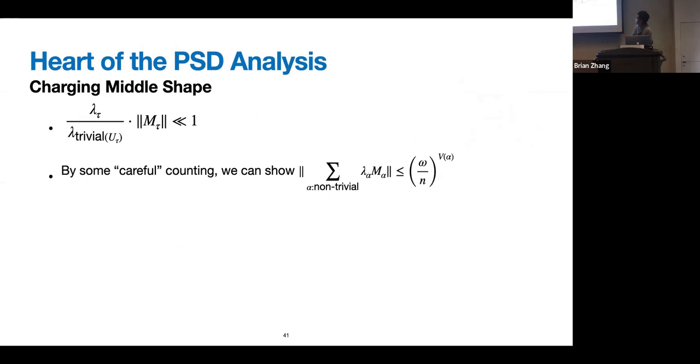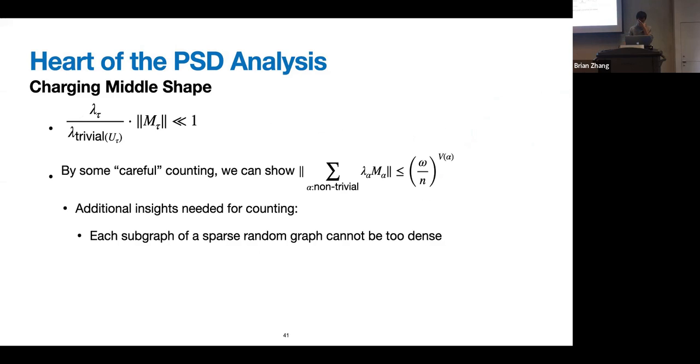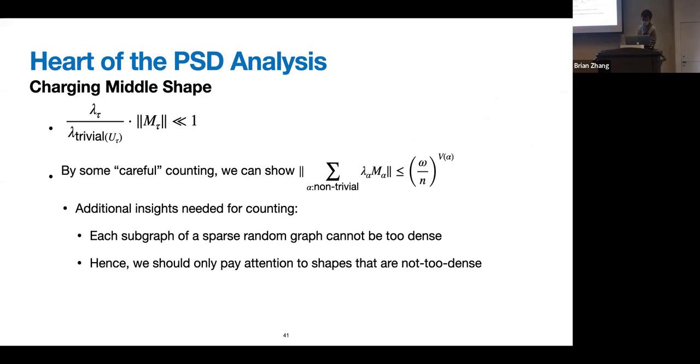We also need some extra careful counting to afford a triangle inequality over all possible shapes. The insight we need for the counting is that each subgraph of a sparse random graph cannot be too dense. This really helps us for the counting, and we should only pay attention to shapes that are not too dense. Something slightly complicated here is that the subgraph we look at is actually not small. It's going to be n to the delta size, which is much larger than the girth of a sparse random graph. So that introduces some technical complications.